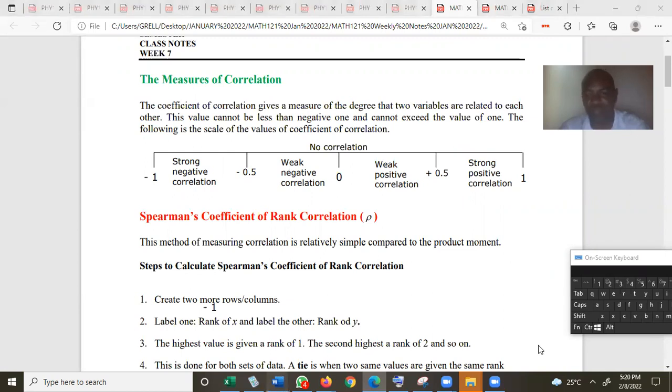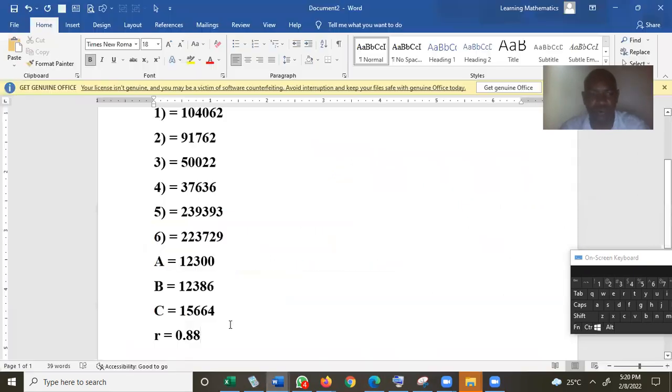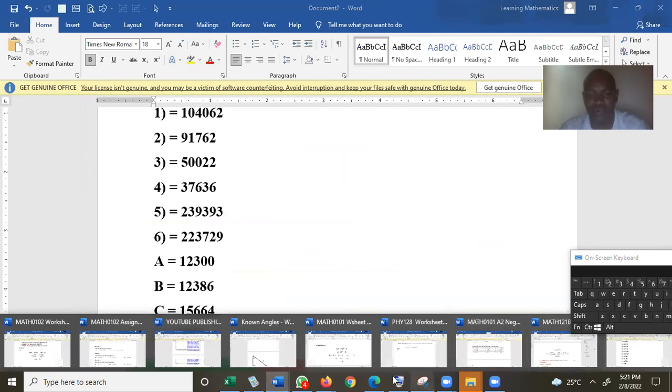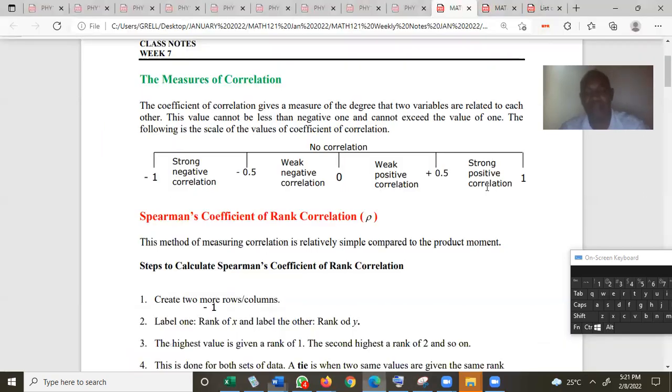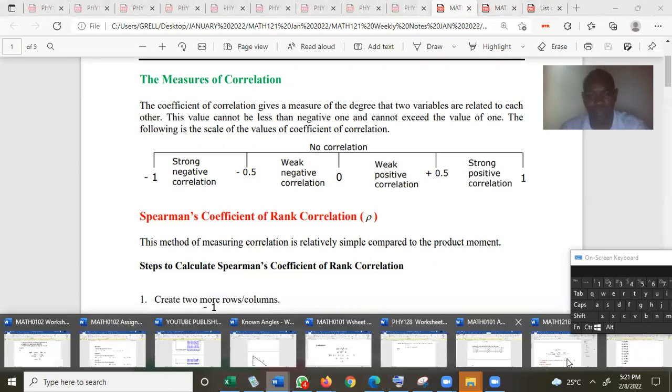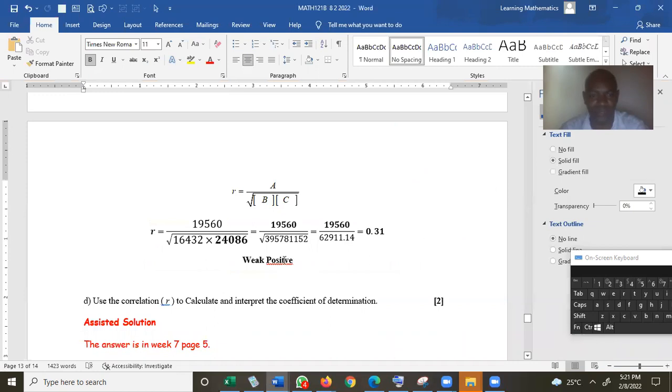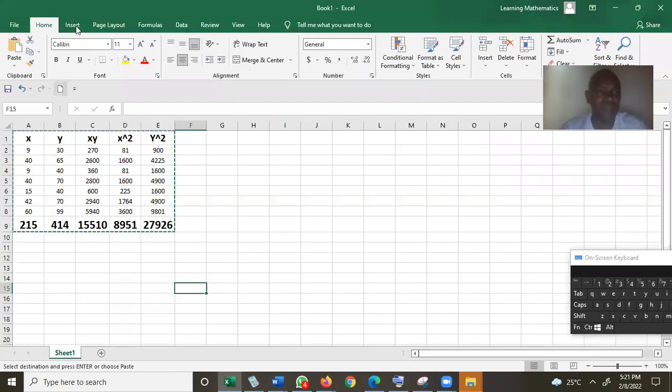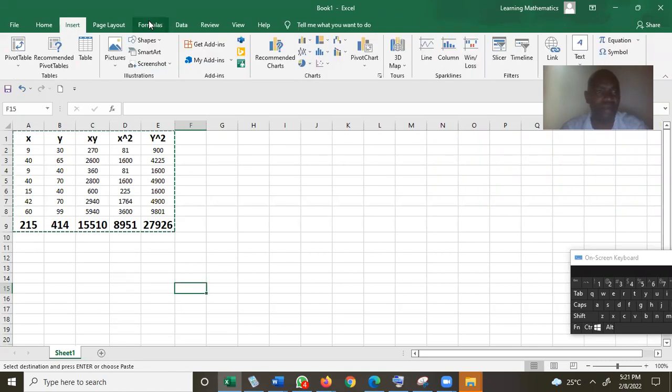If you get 0.88, if that 0.88 is correct, then your correlation is a strong positive. Okay. Now, this is 0.31, and you can do this with your 0.88. It can be easily verified using that very same Excel. So you simply go to insert, or you can go to formulas. Let's go to formulas.